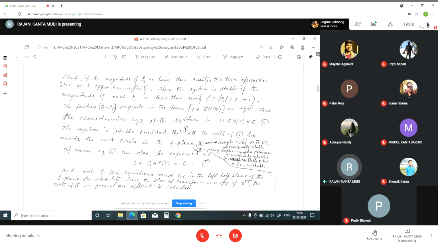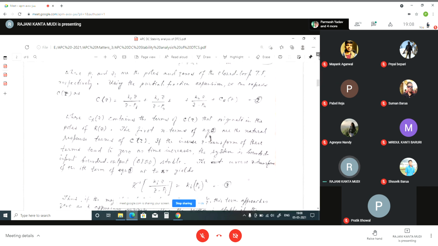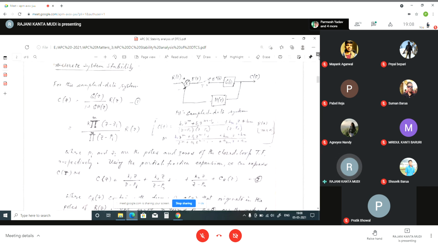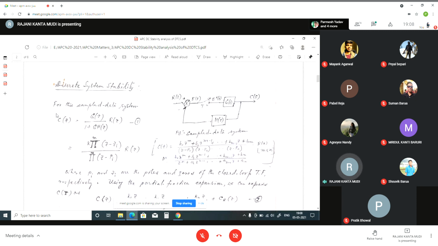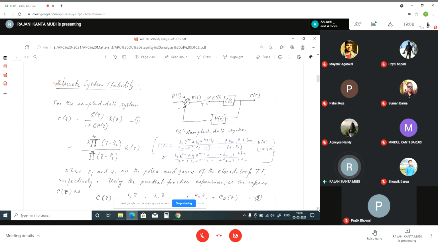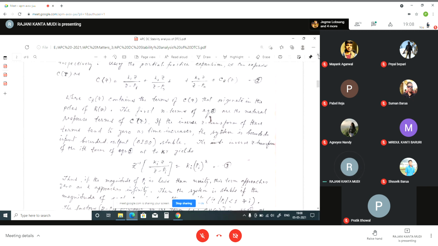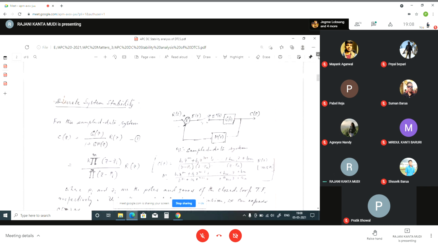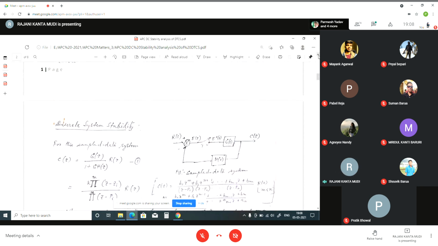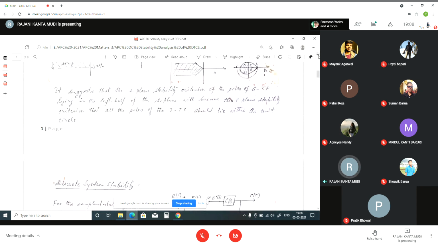Or, just by simple observation from the pulse transfer function or characteristic equation, if you find that the roots are simple roots whose magnitudes are all less than 1, then you can conclude the system is stable. You need not go for laborious tests like Jury's or bilinear transformation.